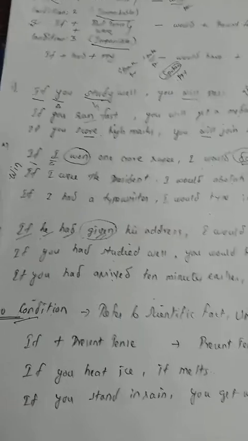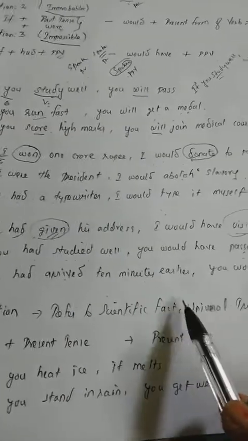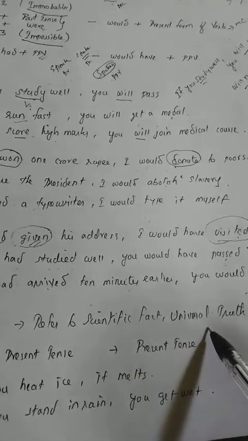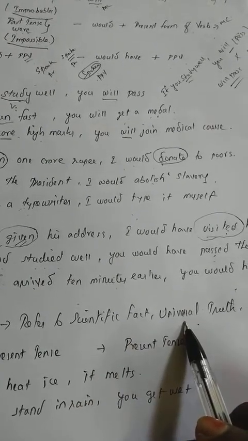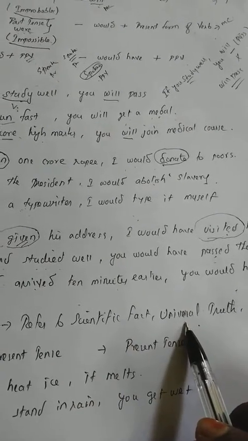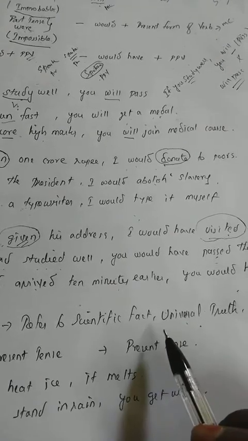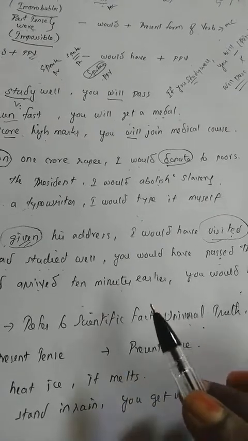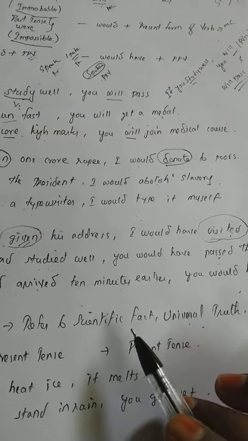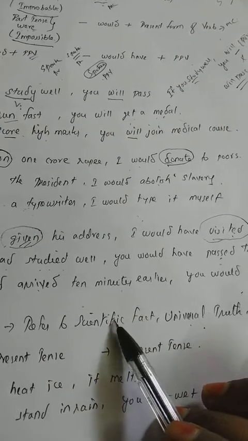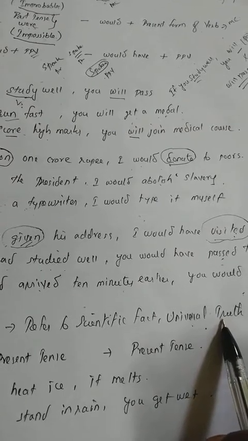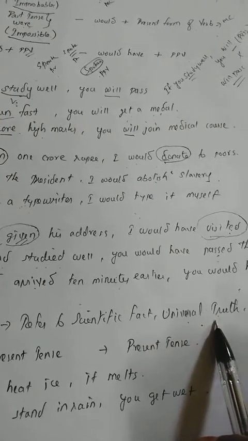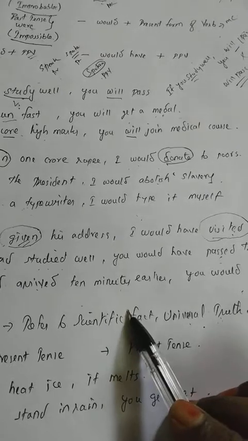Zero condition refers to the scientific fact or universal truth. Take for example, the earth rotates, or the sun rises in the east. This is a scientific fact, a universal truth. The sun rises in the east and sets in the west. Scientific fact. What is the scientific fact?